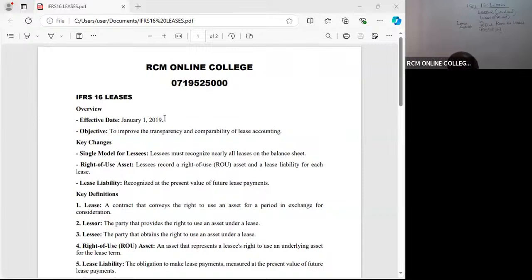So it's quite an old standard now. We can't say it's new. The effective date was 1st January 2019, so it's about 4 years old. What is the objective of this standard? To improve the transparency and the comparability of lease accounting. What are the key changes from the old lease standard? Number one, we have a single model for leases. Lessees must recognize nearly all leases on the balance sheet.